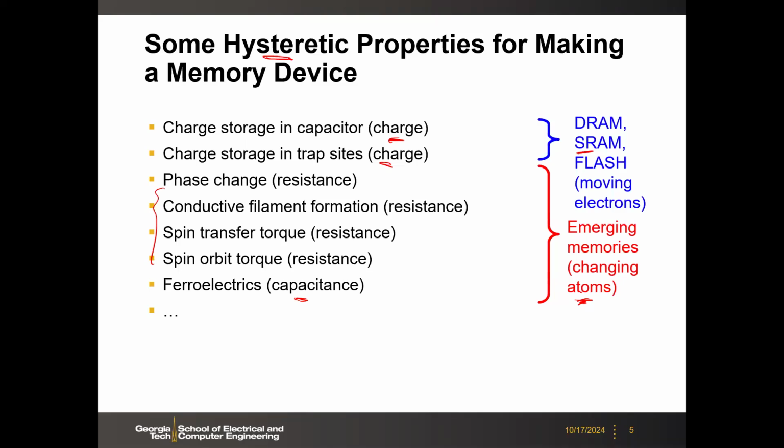Then if you move the atoms around, once you move them, it's more stable, with better reliability and so on. But then it's more difficult to move. Therefore, you may need longer time, larger voltage, larger energy to write the data. So fundamentally, there's no way to get away from this trade-off.